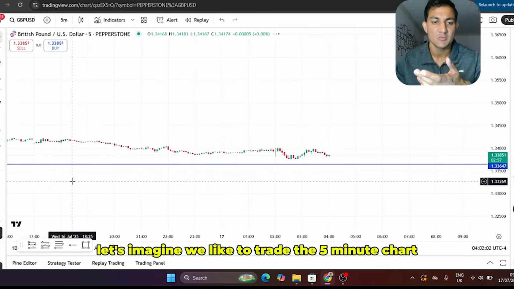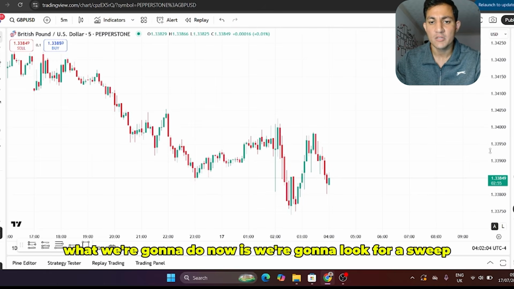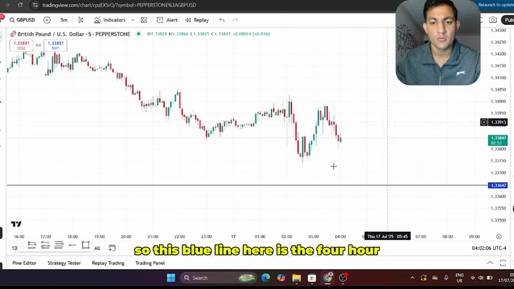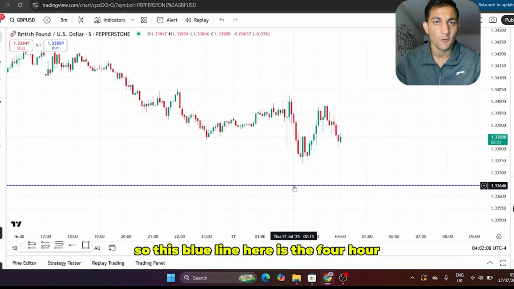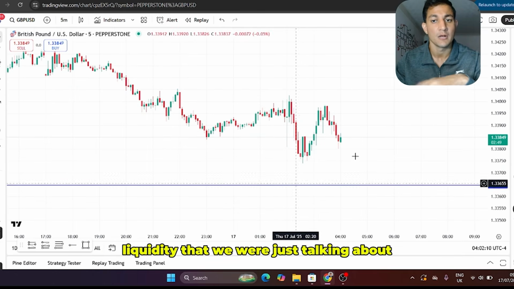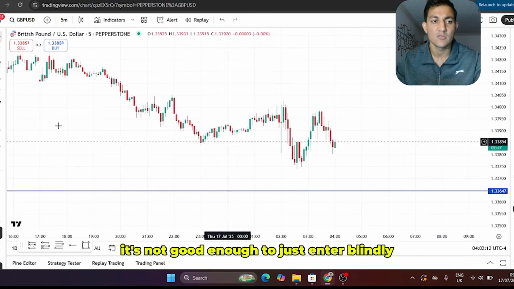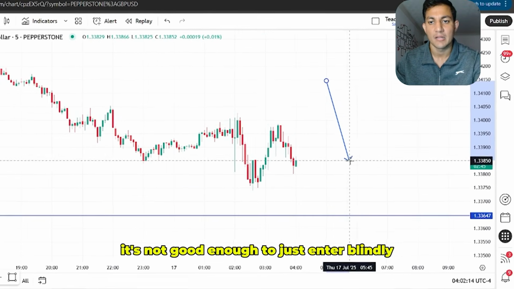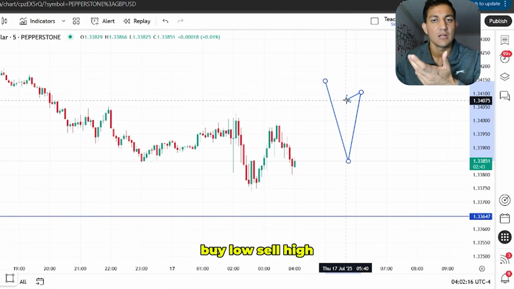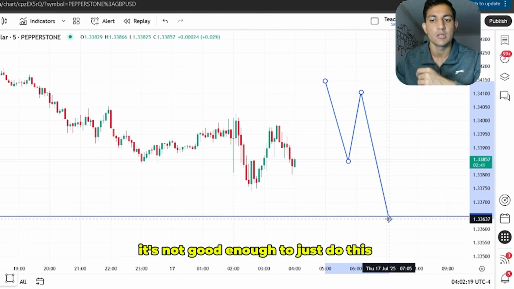Now to do this, we're going to get onto your entry time frame, which is really important. So let's imagine we like to trade the 5-minute chart. What we're going to do now is look for a sweep. So this blue line here is the 4-hour liquidity that we were just talking about, right? Now what we want to see, it's not good enough to just enter blindly. You know, buy low, sell high, buy low. It's not good enough to just do this, right?